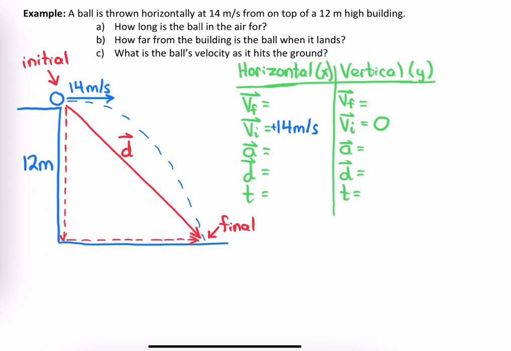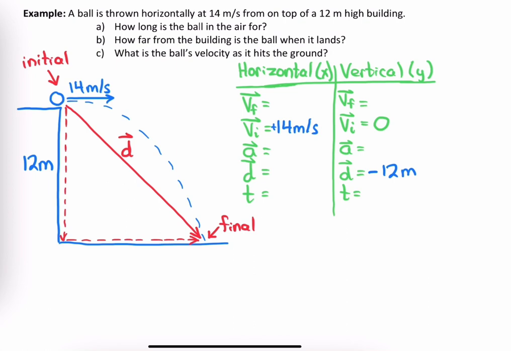So that 12 meters we were given, that is the length of the y side of my displacement. And because this red arrow is going down, that means my displacement is going to be negative 12. My ball is ending up lower than where it started. So for my y displacement, I'm going to put a negative 12 meters.